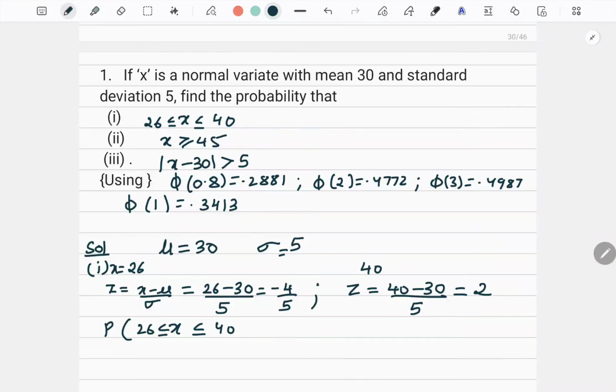So basically when I say find the probability for x between 26 and 40, I am asking, find the probability of z between minus 0.8 and 2. Wait, I'll rewrite this. I am asking you to find the probability for z between minus 0.8 and 2.